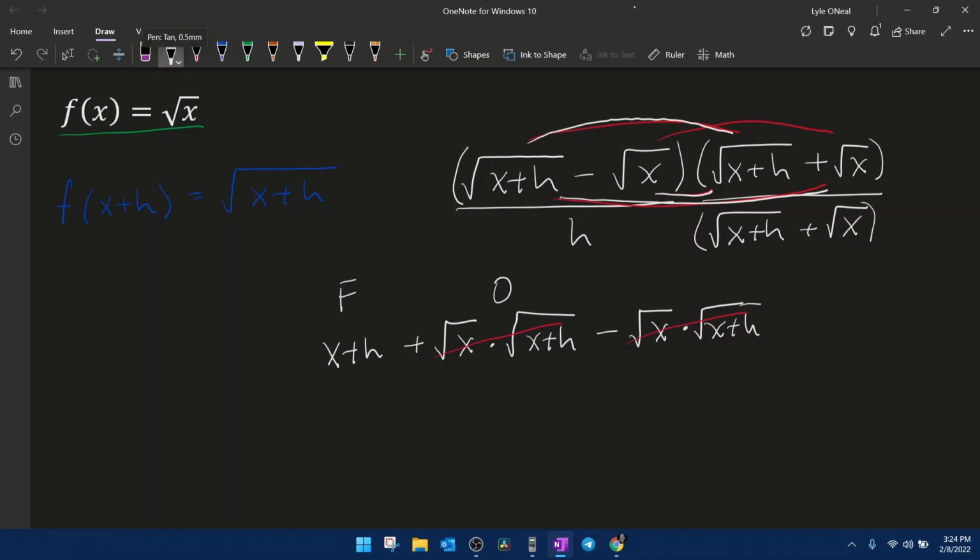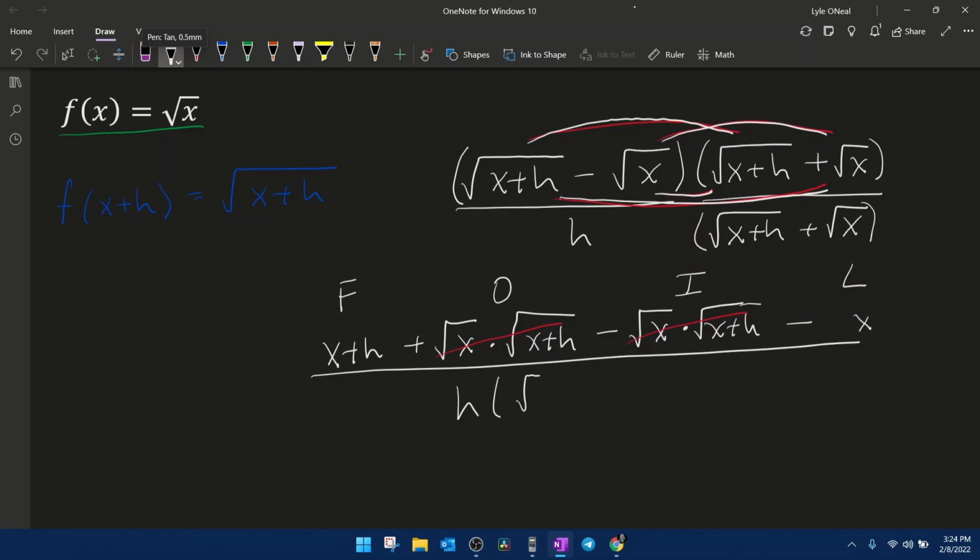So this was the outside, this was the inside. Last but not least, we have negative square root of x times square root of x. Negative times a positive makes a negative. Square root of x times itself would be square root of x squared. Remember that a square and a square root cancel, so that would effectively just become x. And this is going to be all over the denominator, which is h times square root of x plus h plus square root of x.